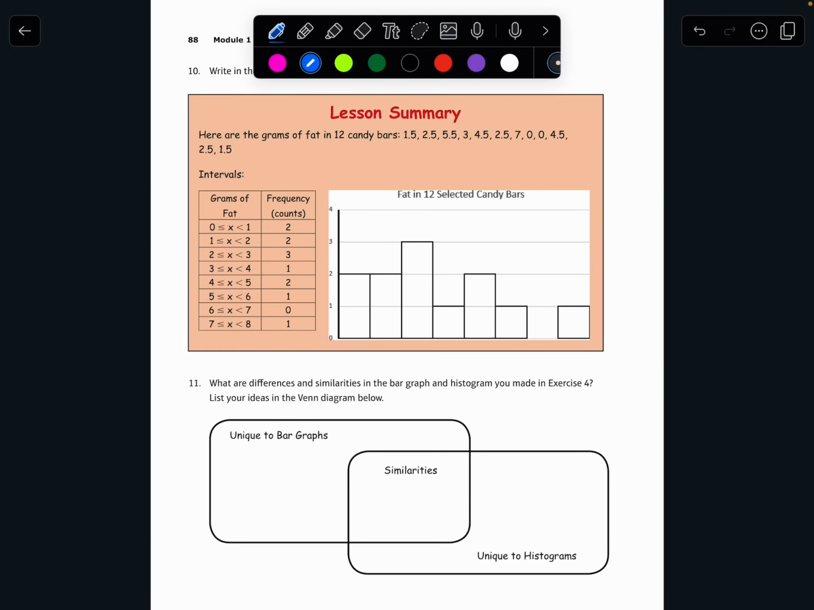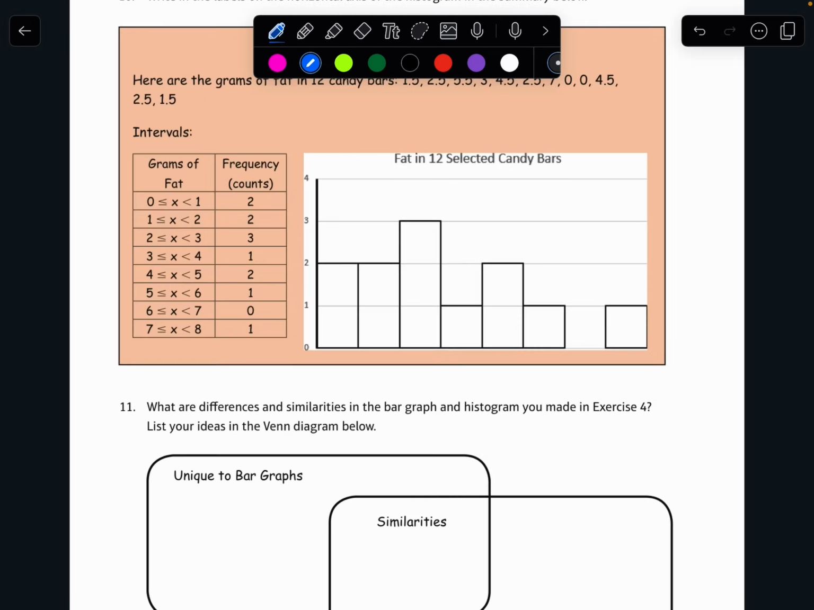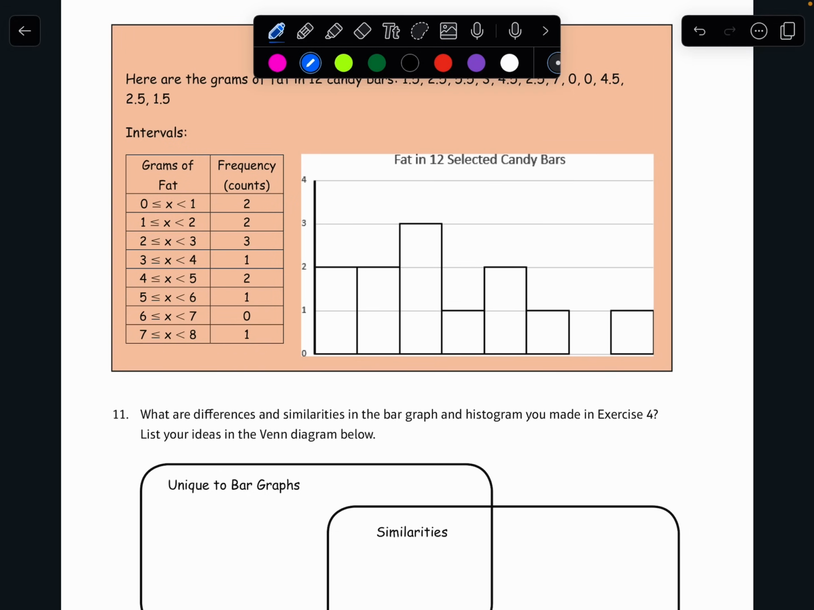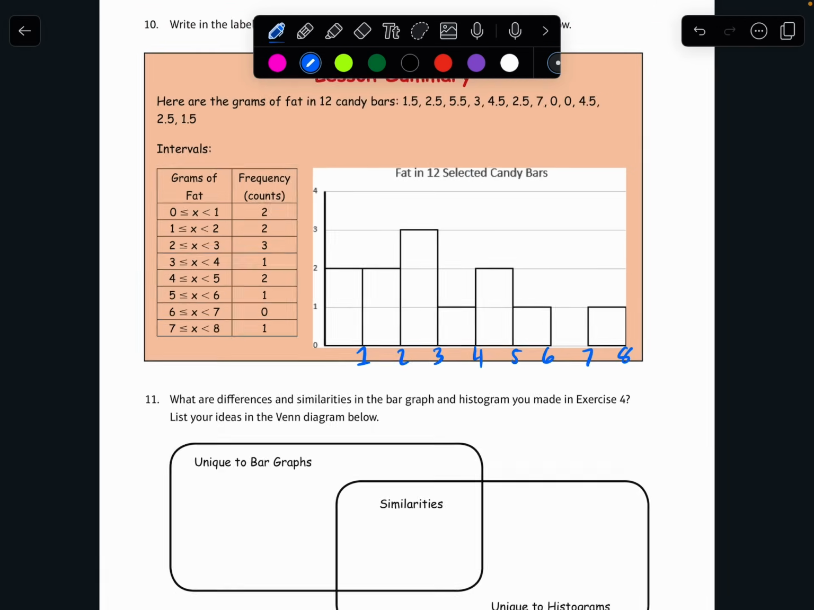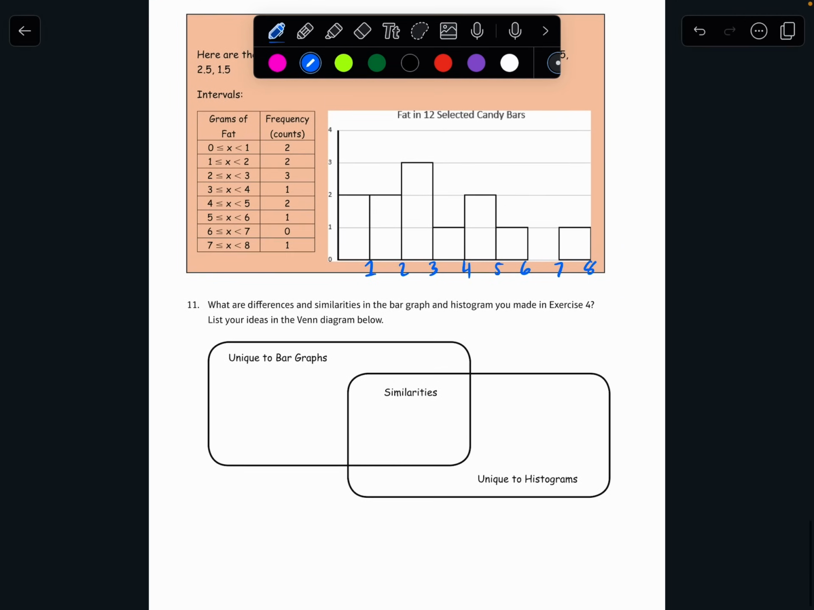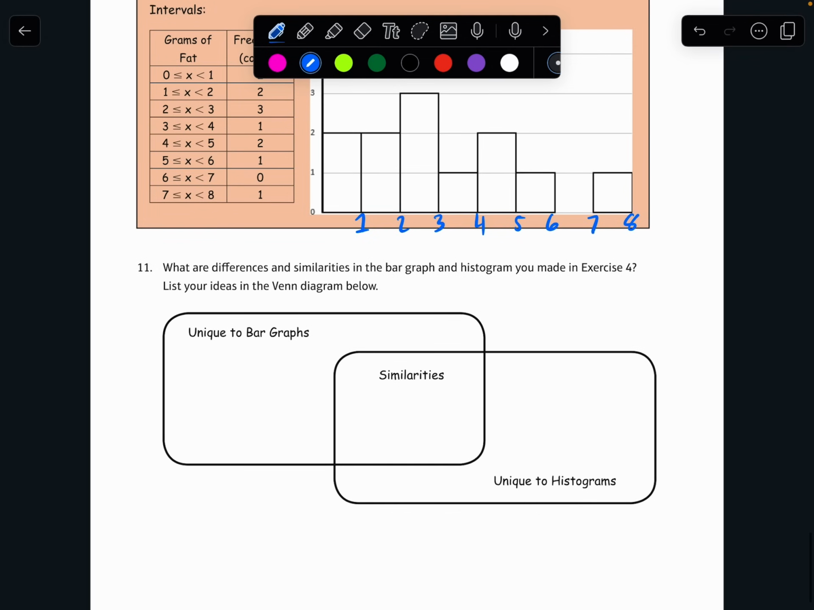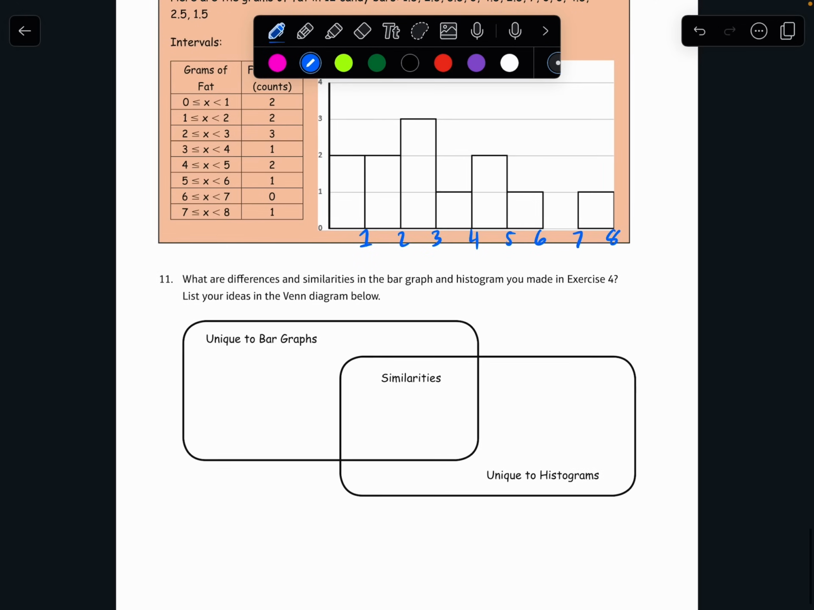So basically here it's just a brief summary of what we talked about today. I'm just going to label this, just because it kind of bothers me. So 1, 2, 3, 4, 5, 6, 7, 8, just to make it a little pretty. And then for 11, what are the differences and similarities in the bar graph and histogram you made in exercise 4? List your ideas in the Venn diagram.